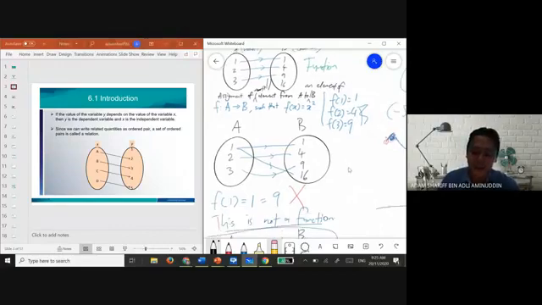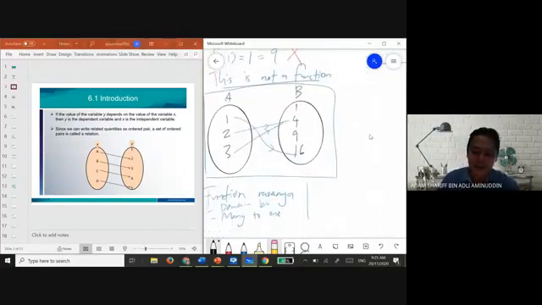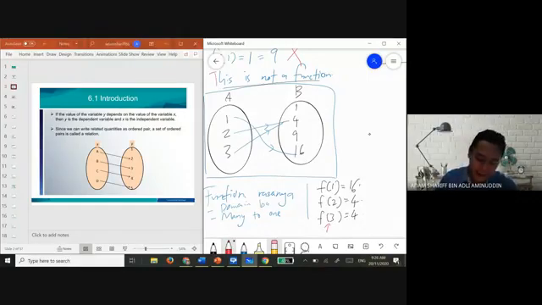Itu betul. So kalau kamu tengok gambar rajah ini, F1 sama dengan 16. F2 sama dengan 4. F3 pun sama dengan 4. If you look at this representation, semua elemen dalam domain telah diassign kepada satu elemen sahaja dalam kodomain.